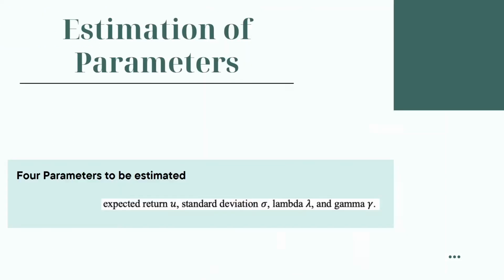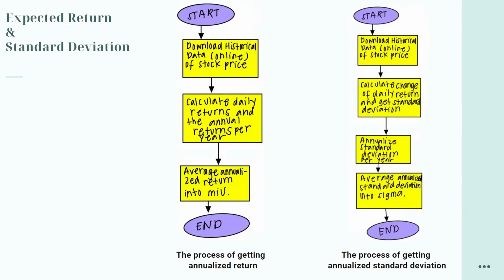Next, we will estimate the parameters of the Merton portfolio problem using historical data. Four main parameters need to be estimated in this model, and they are return, standard deviation, risk aversion gamma, and loss function lambda. This is the flowchart of our estimation of expected return and standard deviation. We use daily return to get annualized return and standard deviation.